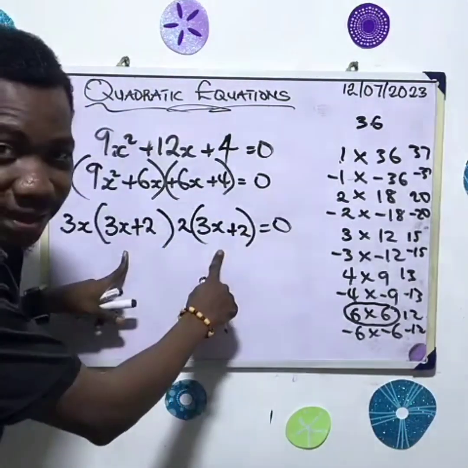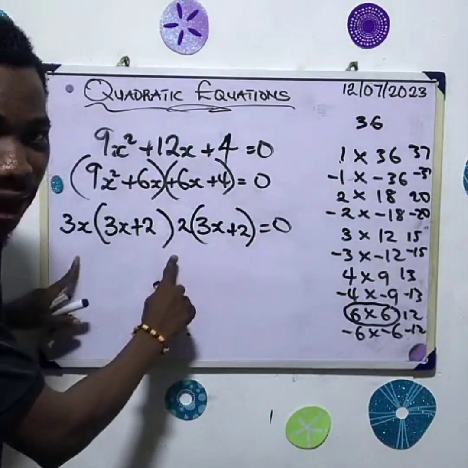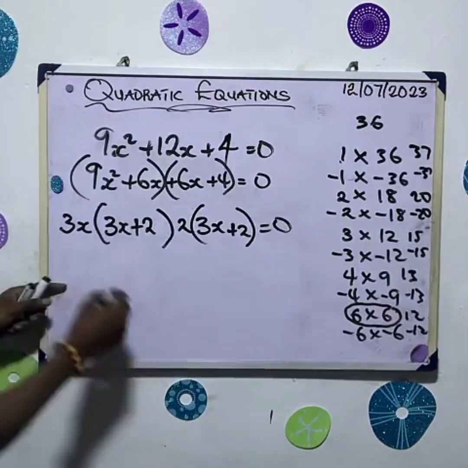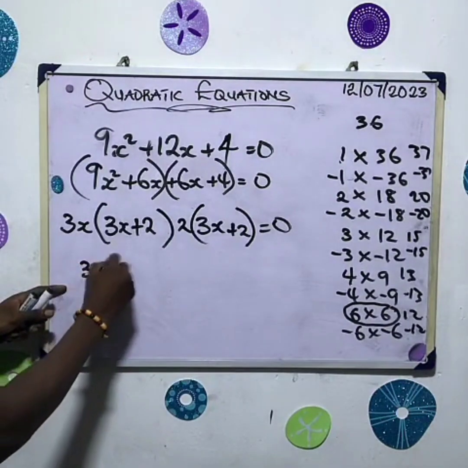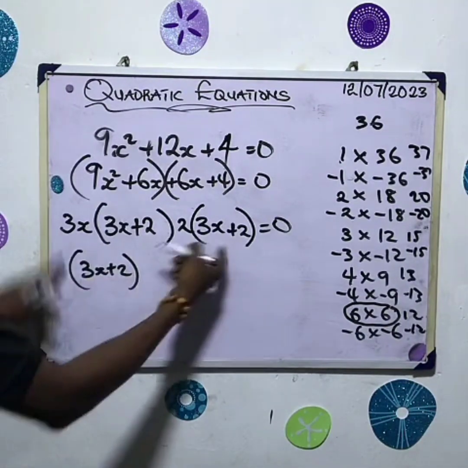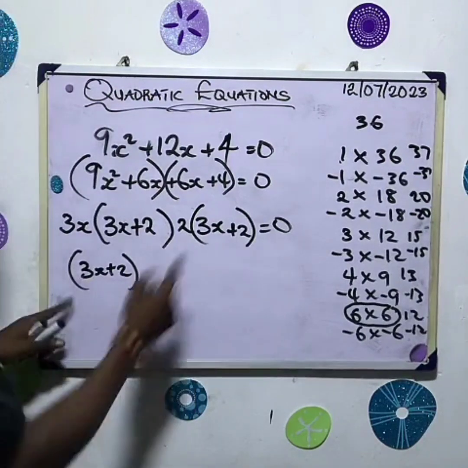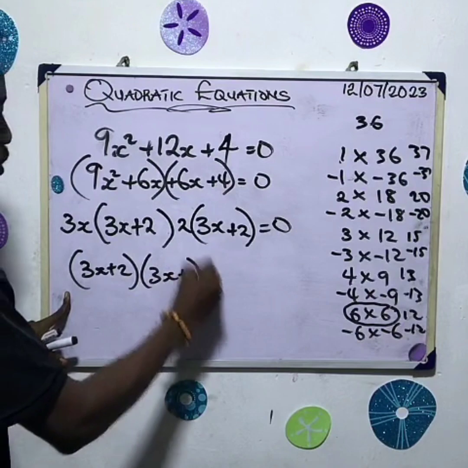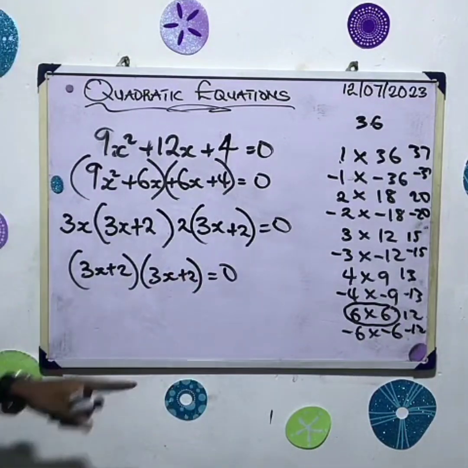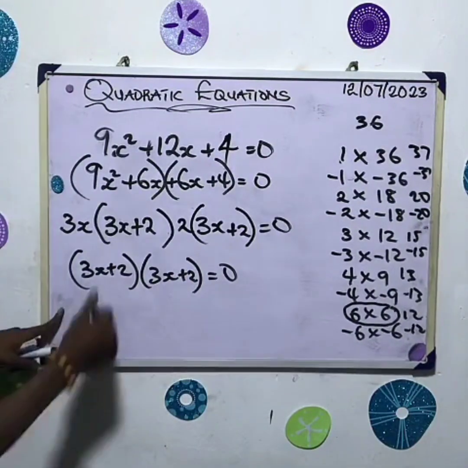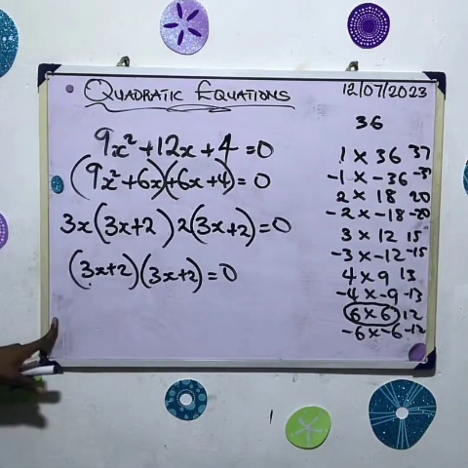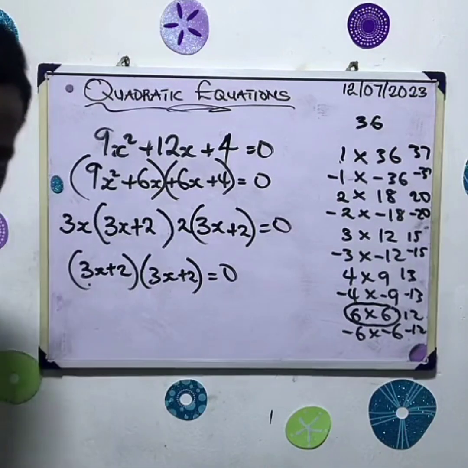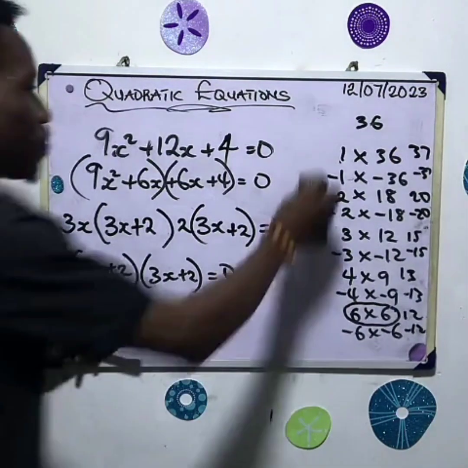So we see again they are the same. We're going to pick one, and then these two, we'll put them in the same bracket. So we have 3x plus 2, and 3x plus 2, all equals 0. Alright? So we can see they're the same thing anyway. That means it will give us the same value.